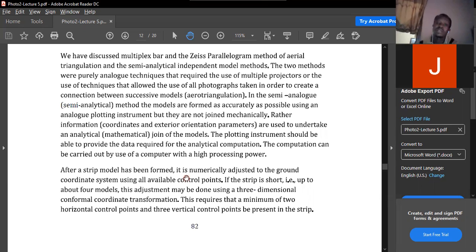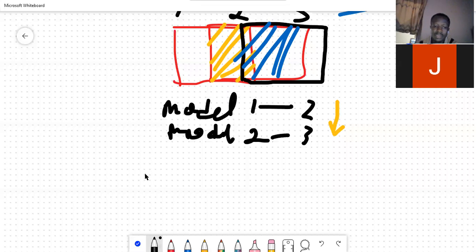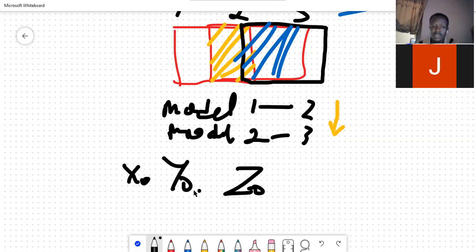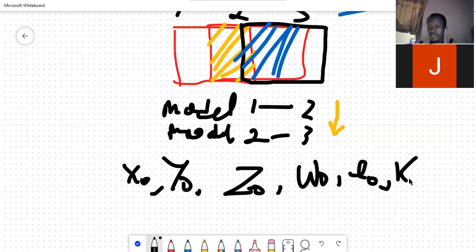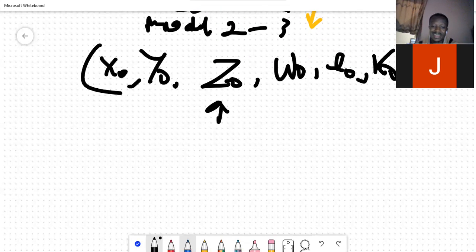So you can denote exterior orientation by the following parameters: x naught, y naught, z naught, then omega naught, phi naught, then kappa naught. So there are six values that you need to define the so-called exterior orientation.